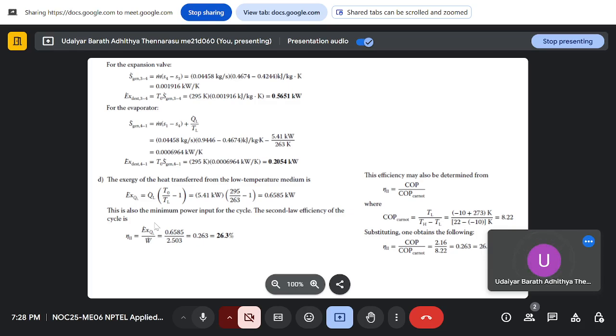So the exergy of the heat transfer from the low temperature medium is what we get. If you are using the same heat, you are getting QL times T naught by TL minus 1. So it is 0.6585 kilowatt. This is also the minimum power input for the cycle. So the second law efficiency of the cycle is 0.6585 divided by 2.503. So the exergy efficiency will be 26.3%.